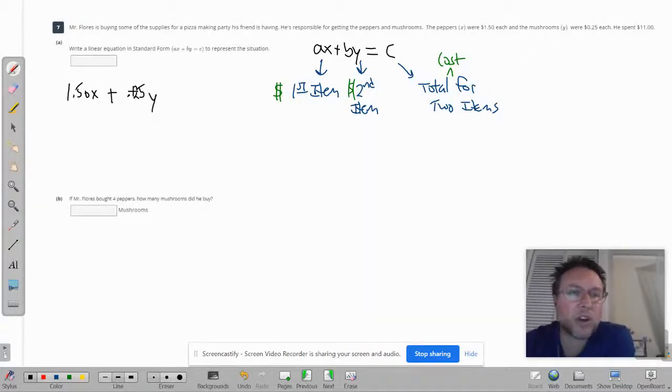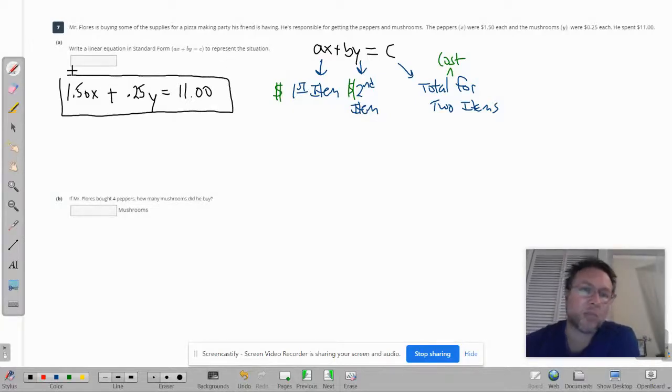Make sure you're careful with the decimal, right? It's not $25 for mushrooms. That's an expensive mushroom. 25 cents for the mushroom. And then that adds up to $11. So for part A, I'm actually not doing any math here. I'm just setting up the equation to represent the situation.